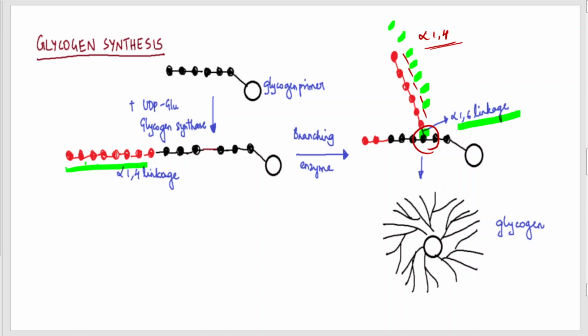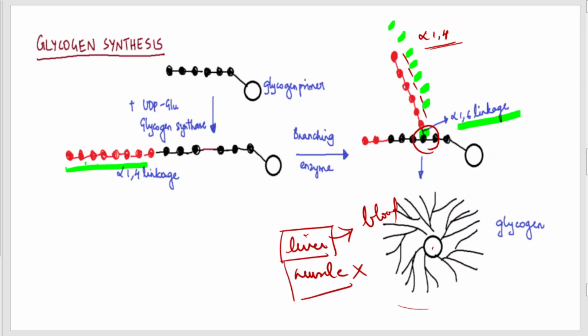So more glucose residues are attached, and finally the storage form of glucose, which is called glycogen, is formed. So where is it formed? It is formed in the liver as well as in the muscle. Always remember, only liver glycogen contributes to the blood glucose. Muscle glycogen does not contribute to blood glucose, so it is utilized only by the muscle.